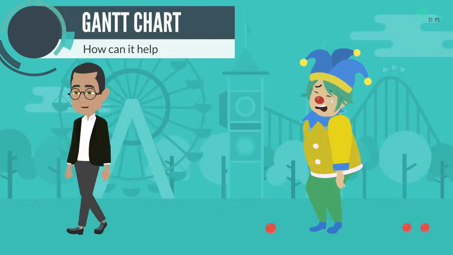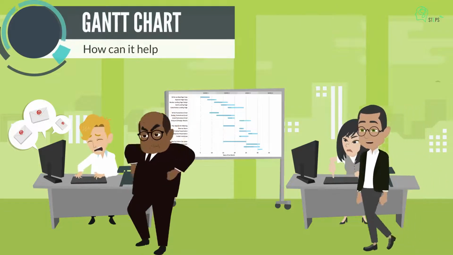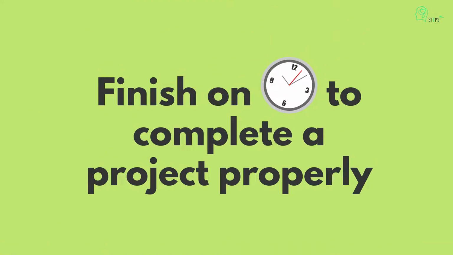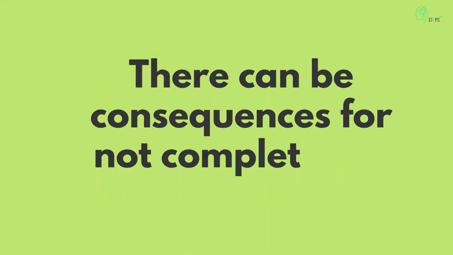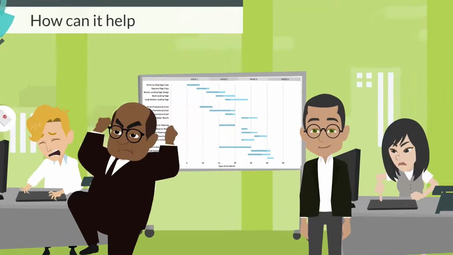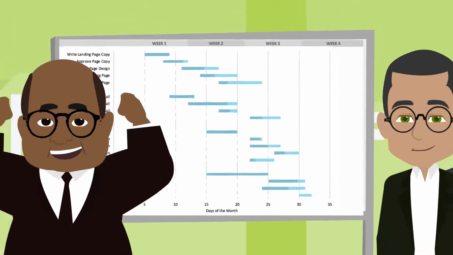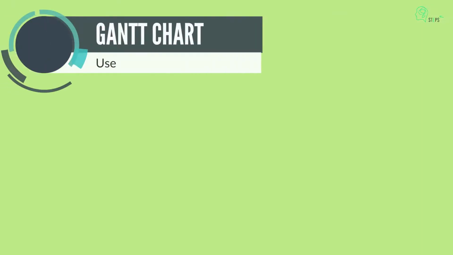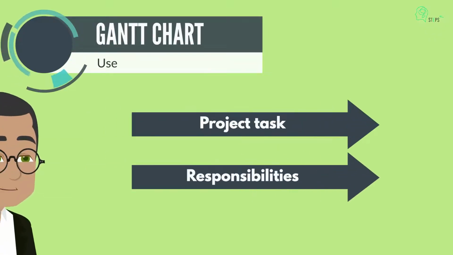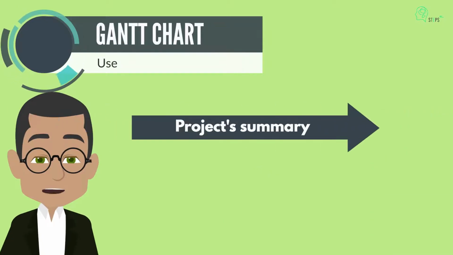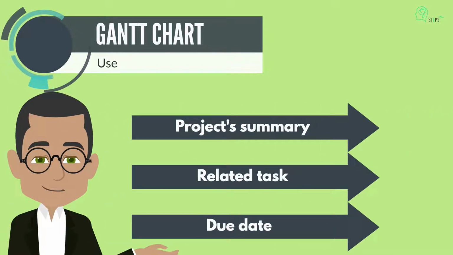This is what project management is. You must manage several different tasks and ensure they are finished on time to complete a project properly. There can be consequences for not completing a project by its deadline. This is where the usefulness of the Gantt chart comes in. It helps you visualize this information. They list the project's tasks, responsibilities, and a timeline. This gives you a quick summary of a project, its related tasks, and its due dates.